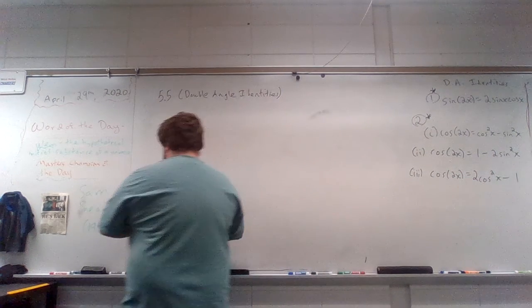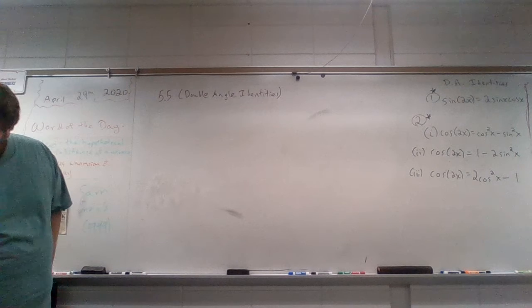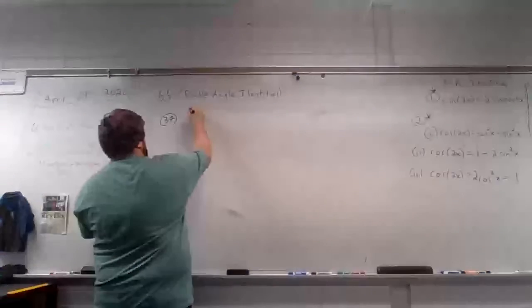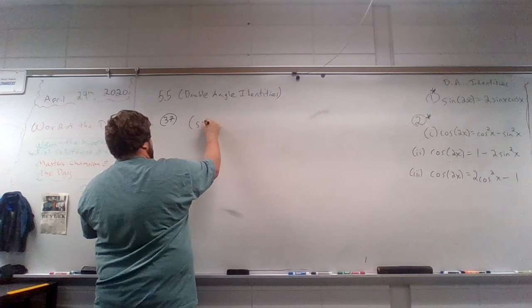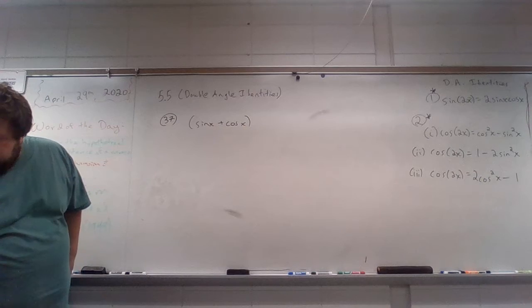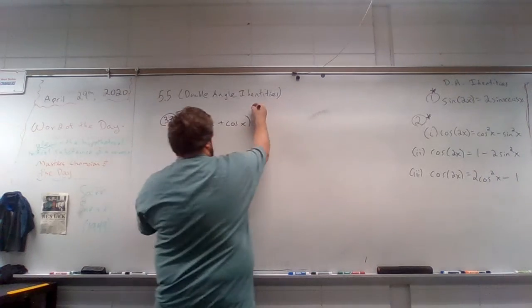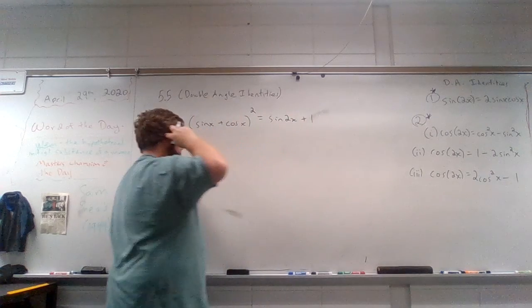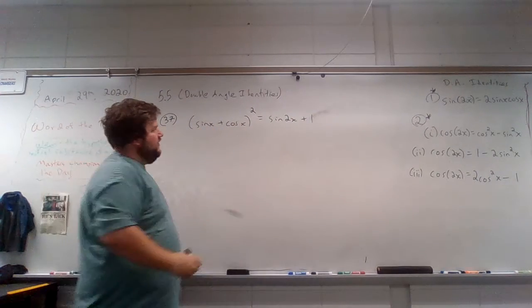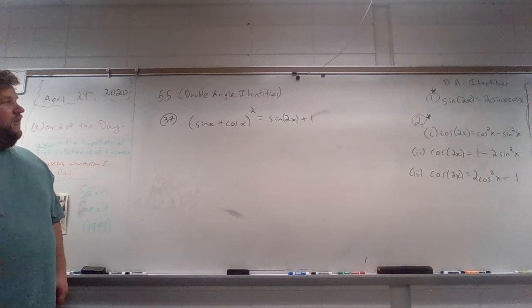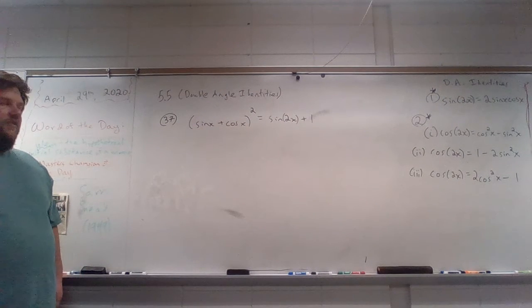All right. So we're going to look at, say, verify this guy. So 37. So this is sine x plus cosine x, quantity squared, equals sine 2x plus 1. All right. So typically, and this has got parentheses there, I start with the left-hand side because I can FOIL that out.